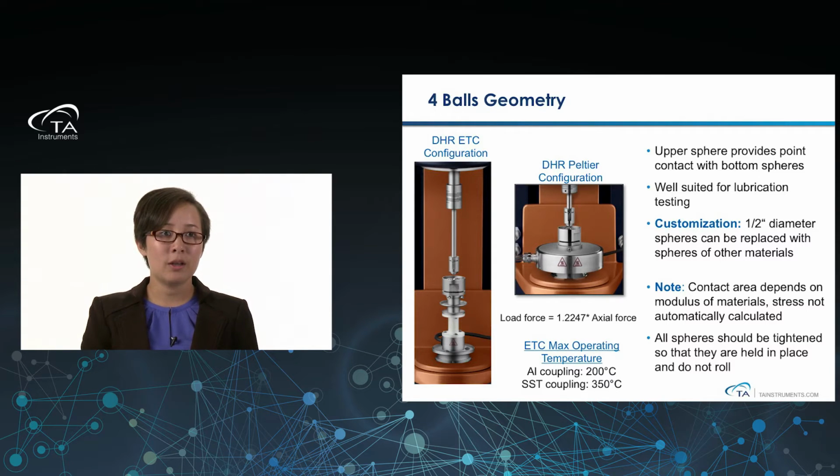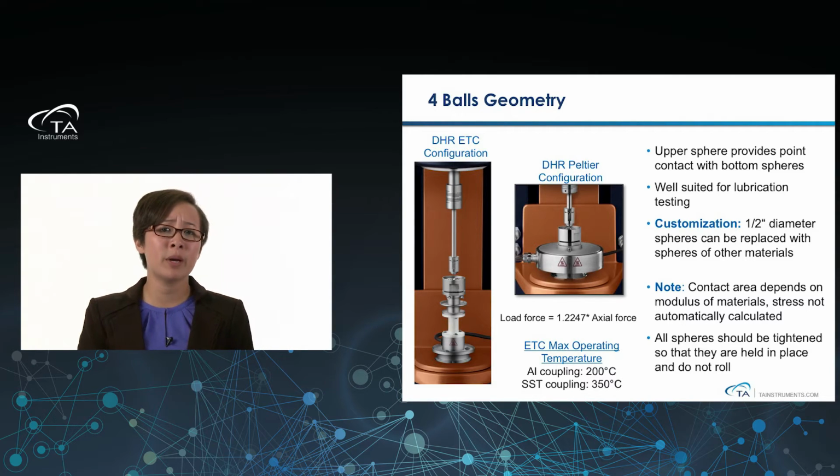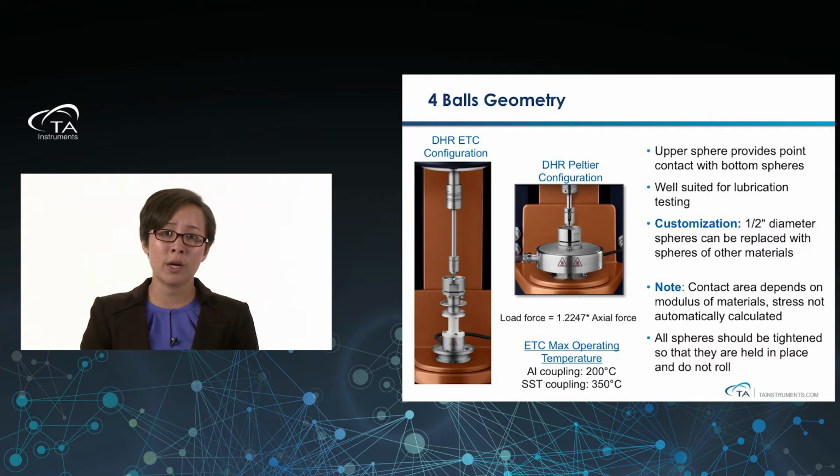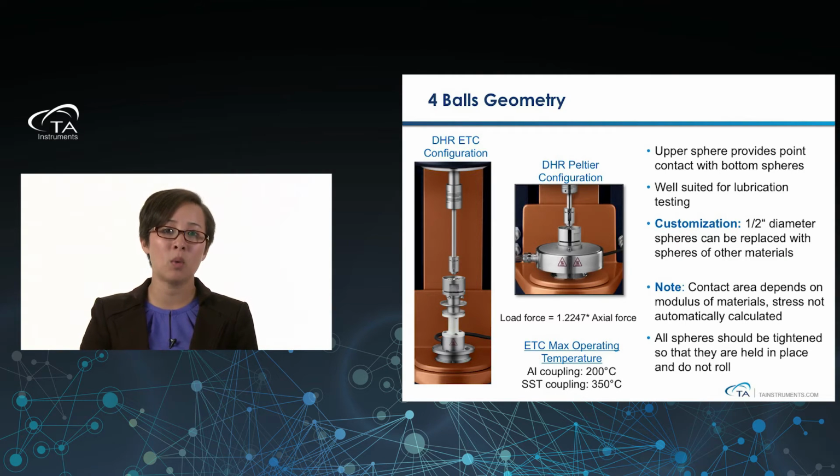So there's that. The way that you would customize this geometry is simply by replacing those 1/2 inch diameter spheres with other spheres, very similar to what I just spoke about on the ball on 3 plates geometry. Again, it is important to mention when using this specific geometry, all of the spheres should be tightened so that they're held in place and don't roll. We just want these materials sliding past one another. We don't want them to be rolling necessarily as well.